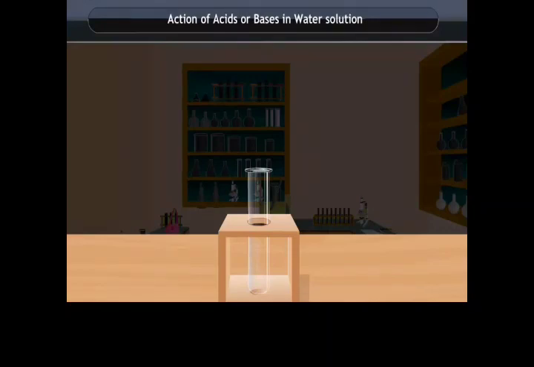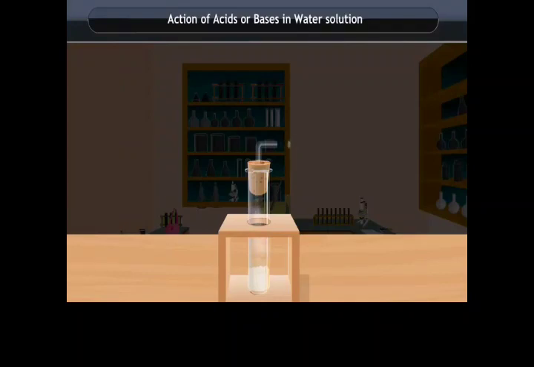Action of acids or bases in water solution. Let us explain with the help of an activity. Take about 1 gram of solid sodium chloride in a clean and dry test tube and add some concentrated sulfuric acid to the test tube. What do you observe? Is there a gas coming out of the delivery tube? Yes, a gas is formed during the reaction.